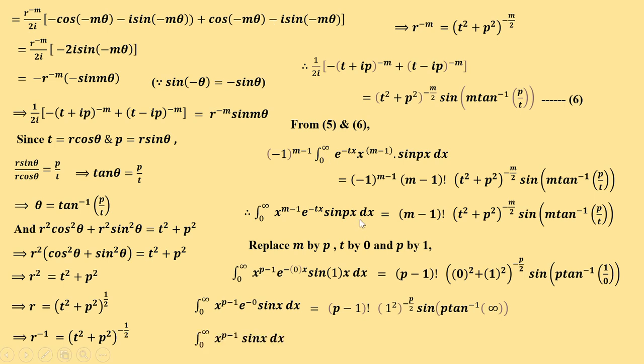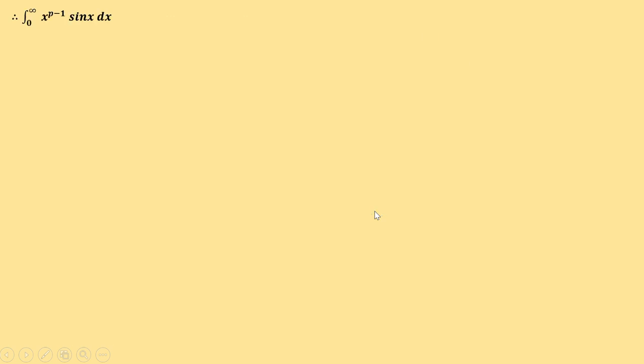So integral 0 to infinity x power p minus 1 sin x dx is equal to (p-1) factorial 1 power minus p. So 1 power anything is 1, so we can leave it as it is. Sin p into tan inverse of infinity is pi by 2, so sin(p into pi by 2). So integral 0 to infinity x power p minus 1 sin x dx is equal to (p-1) factorial sin(p pi by 2). Right? That is equation number 7.